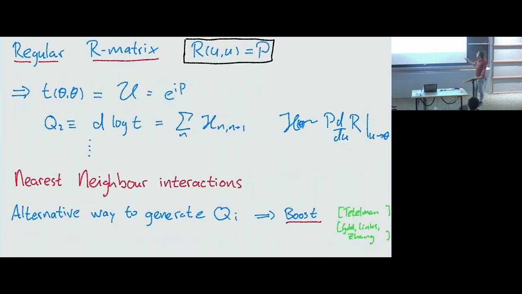Okay, now I assume regularity, so I assume that R at u=v is the permutation operator. Yes. What's the assumption about particle type here? How many particles are there? Any number of particle types. I'm not assuming anything at this point at all.